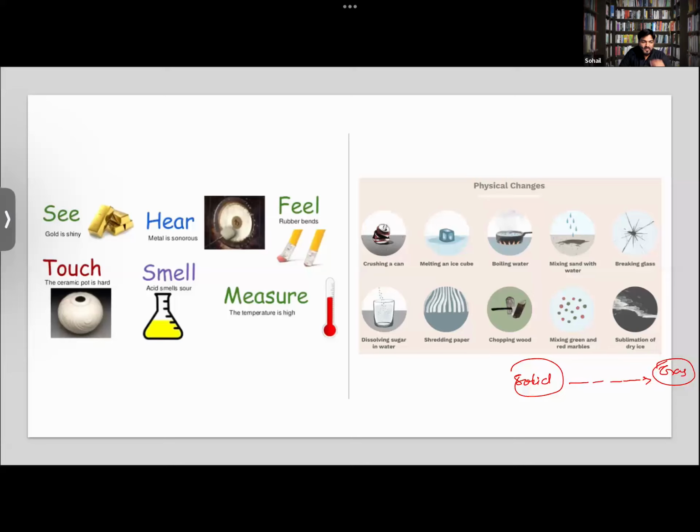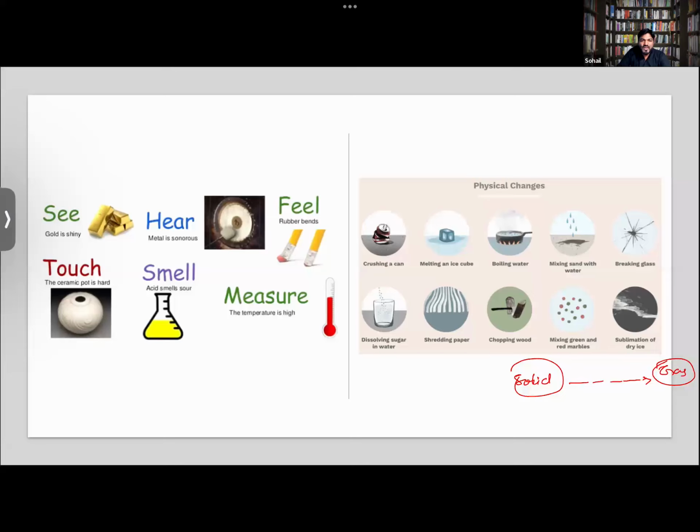Now you might have seen the dry ice. There are several uses of it. It can be used to keep the food cool. It can be used in the aircraft also, where a refrigeration system is not available. So there, in order to keep the food cool, dry ice is used.